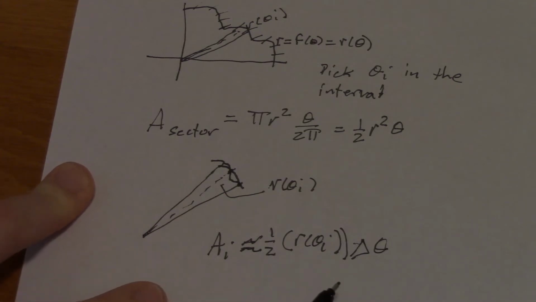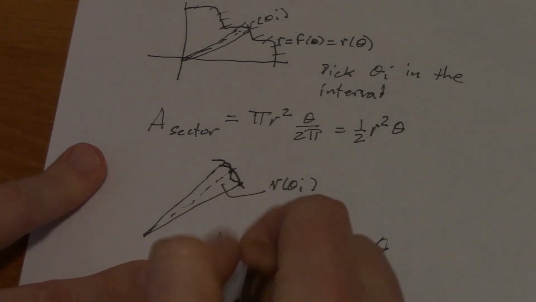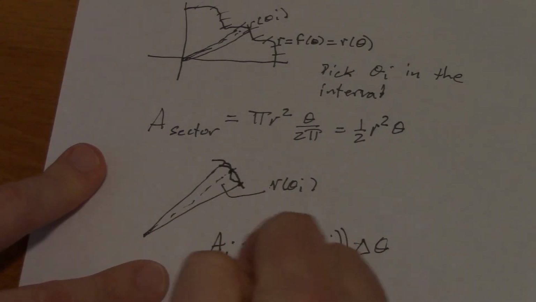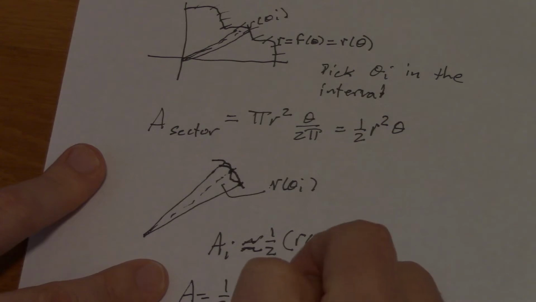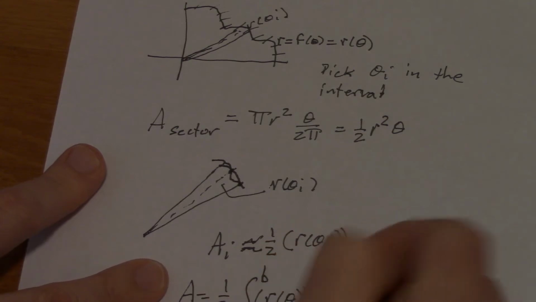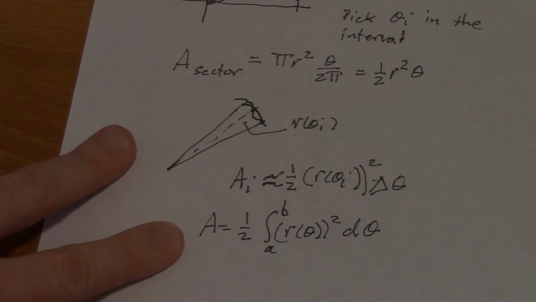Okay, so this would be the area of that slice, and then if I take the sum of all those and change it into an integral, I get that the area is going to end up being 1/2 the integral from a to b of r of theta squared. I forgot to square it up here. So r of theta squared d theta. So that's my formula for the area inside of a polar curve.